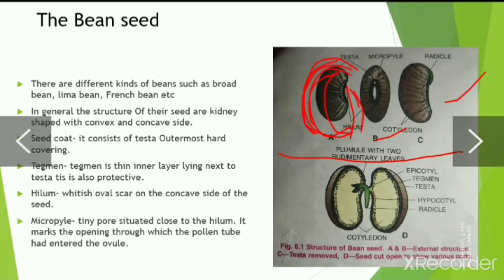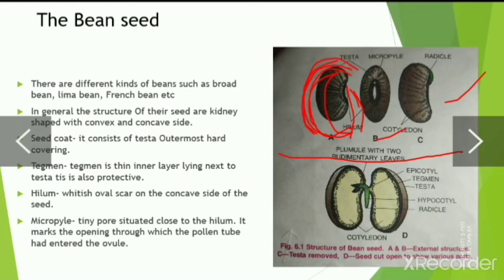Now students, in this diagram you are seeing this whitish oval scar on the concave side of the seed. This is the hilum. This represents the spot where the ovule was attached to the ovary with the help of the placenta. Okay, so this is hilum.